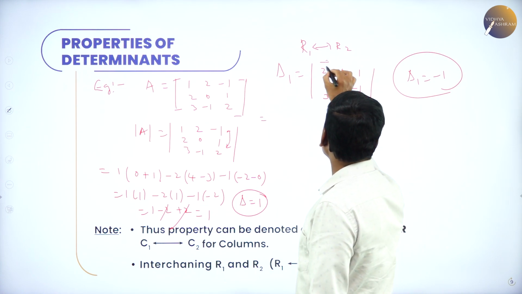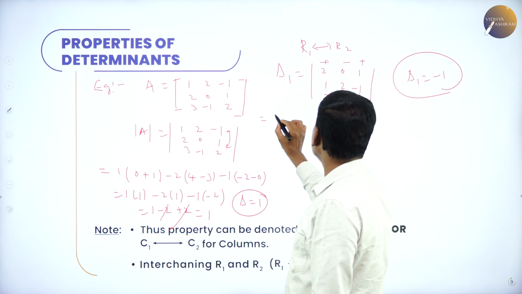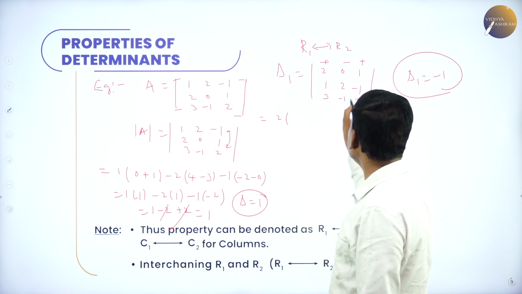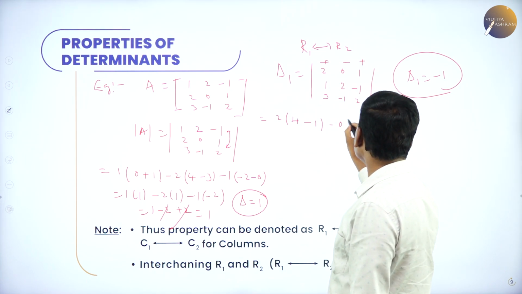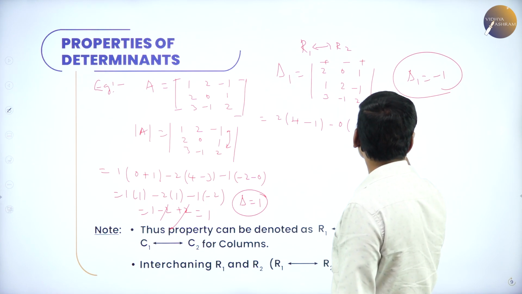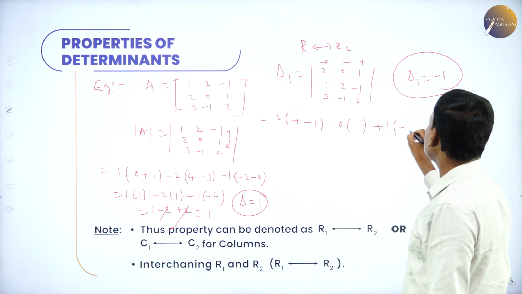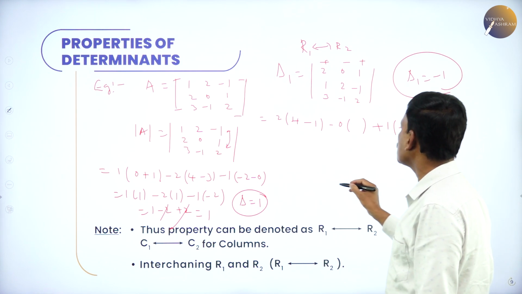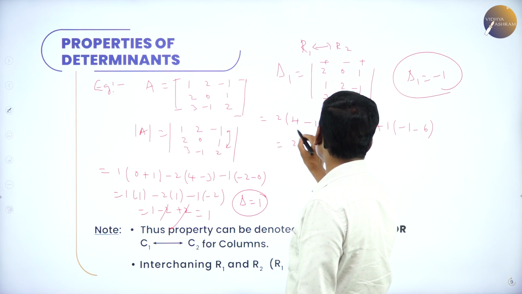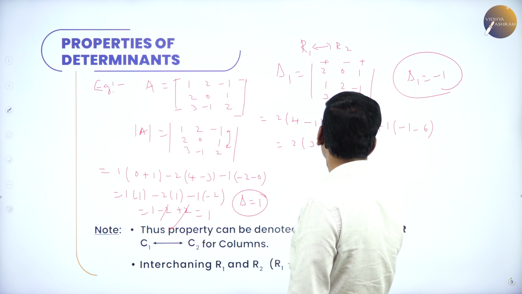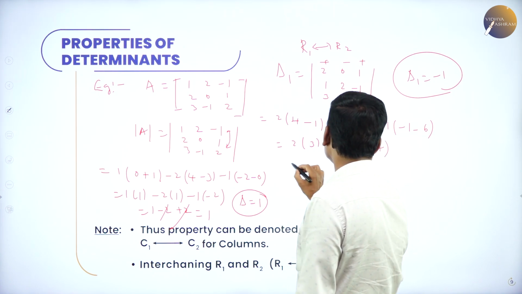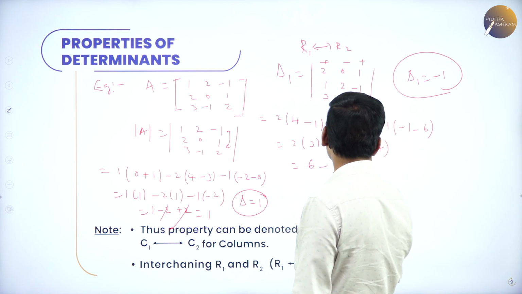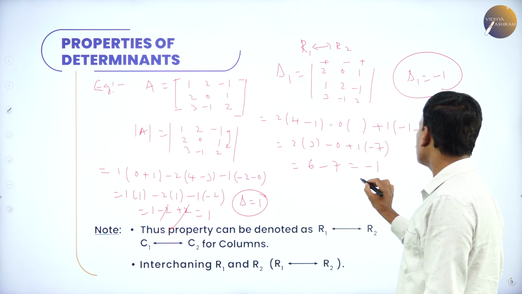Now expand this, plus, minus and plus. So 2 into, this is gone, 2 2s are 4, minus 1, minus 0 into any number is 0, plus 1 into 1 1s are 1, minus 3 2s are 6. So this is 2 into 4 minus 1 is 3, minus 0 plus 1 into 7. So this is 2 3s are 6, minus 7. 6 minus 7 is equal to minus 1.